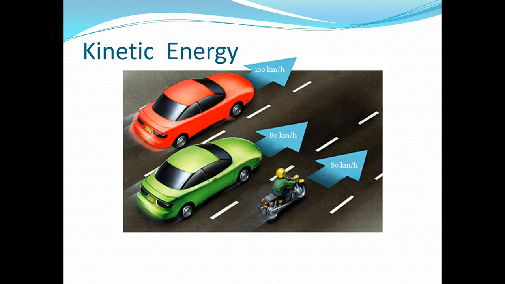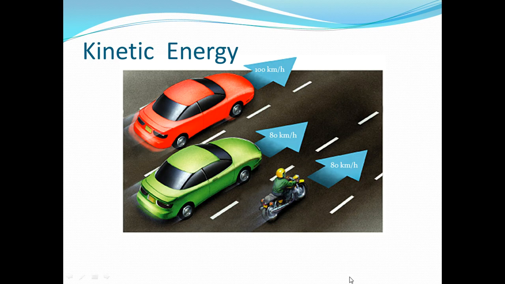We have the red car and the green car, which have about the same mass as one another. But notice that the red car is moving at 100 kilometers per hour. Since it's moving faster than the green car, it has more kinetic energy. It requires more energy to make a car move fast than it requires to make the car move slow.